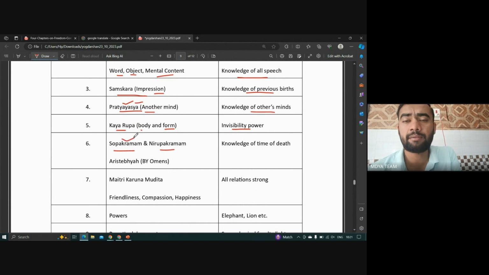And next, if a yogi focuses on the Sopakrama and the Nirupakrama karma, Sopakrama karma meaning the present karmas and Nirupakrama karma, the results which we have to follow in the future. If a yogi has the knowledge of Sopakrama and Nirupakrama karma, then he can estimate the exact time of his death. And there is also another method, Arishta, by omens, by signs and signals, some signs before death. Every person faces these kinds of signs, and by following those signs, that person or the yogi can estimate the exact time of death.